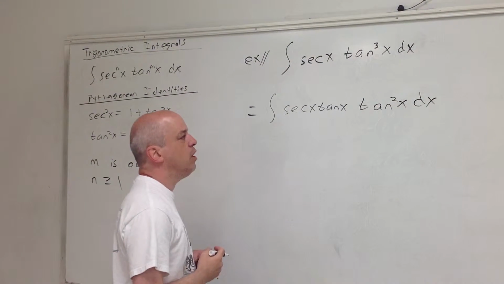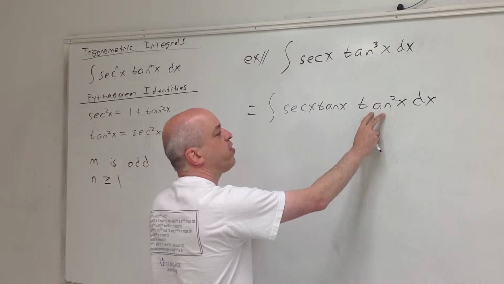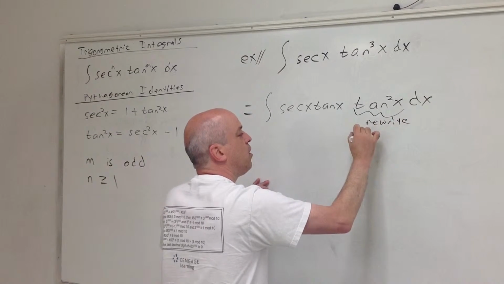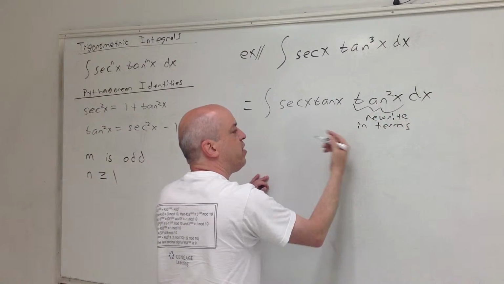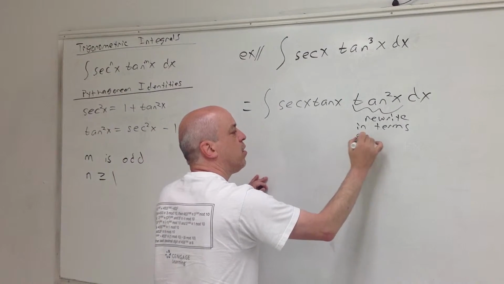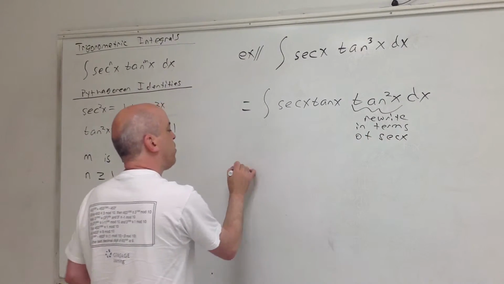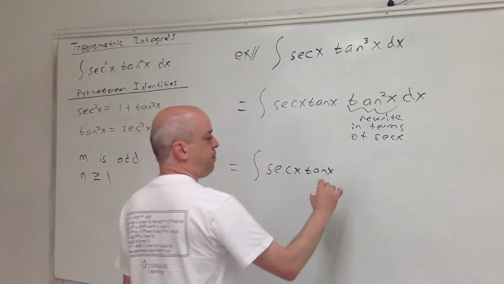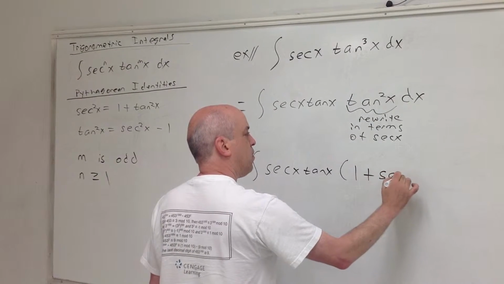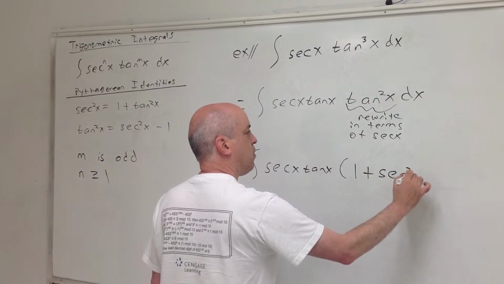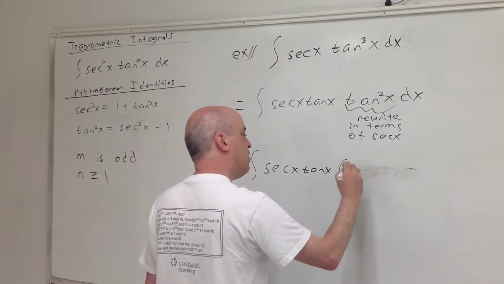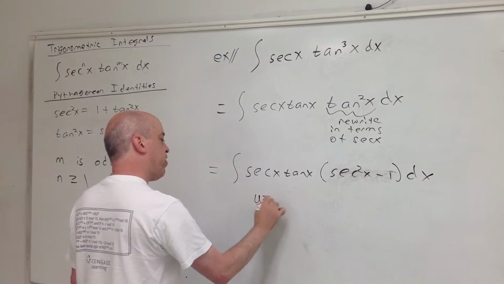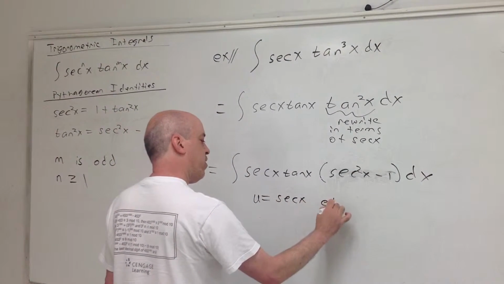How does that help? Well, even powers of tangent can be rewritten in terms of secant. So I can rewrite this in terms of secant. And then I have the derivative of secant sitting all by itself for cancellation. So let's go ahead and do this. Secant squared minus 1. Now you let u equal secant x, etc.